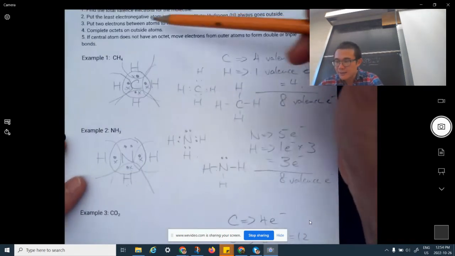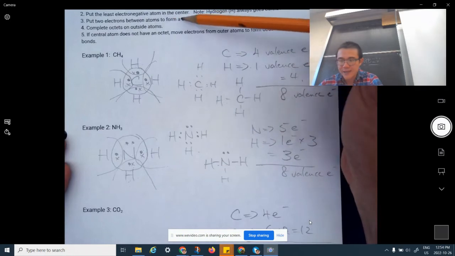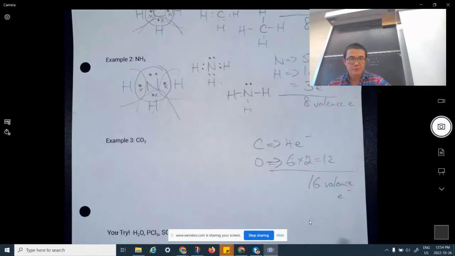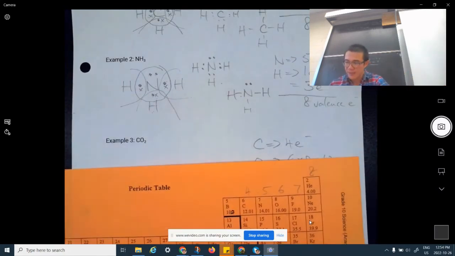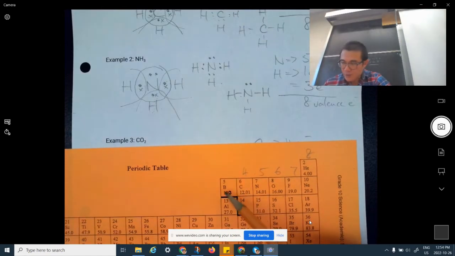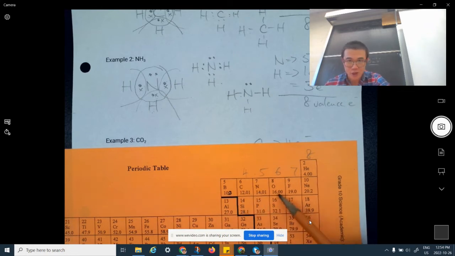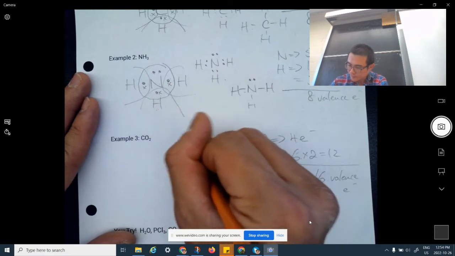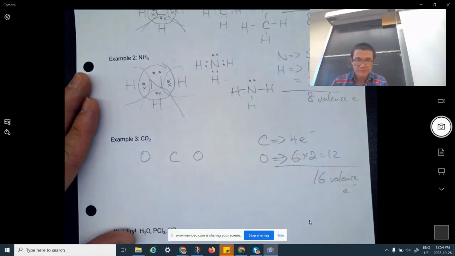Now for this one, put the least electronegative atom in the center. This is the first time you don't have hydrogen, so which one should be the center one? Well, let's look at the table again. Remember, whatever is closest to this line is the least electronegative. So carbon is touching the line, oxygen is over here. So carbon would be in the center instead. Okay, and put the 2 oxygens on each side.